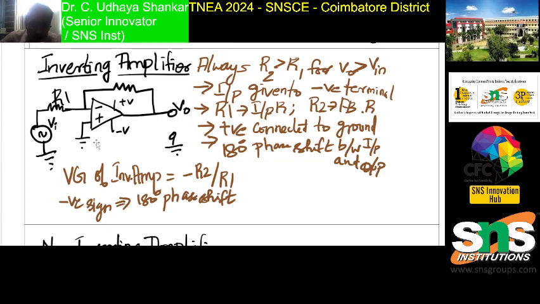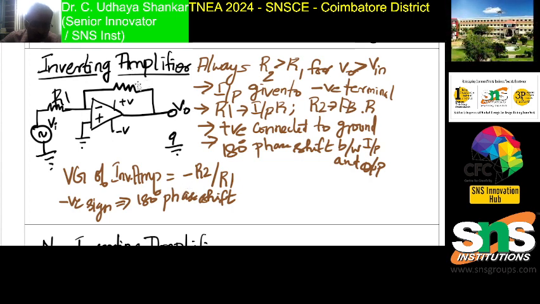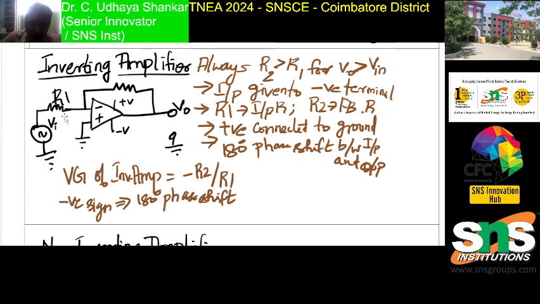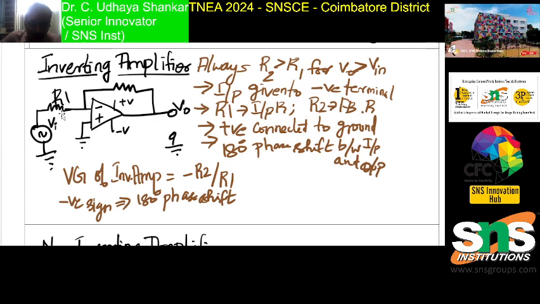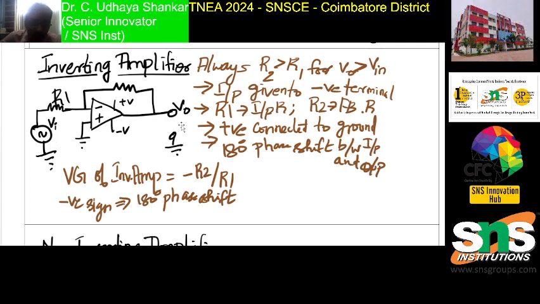The voltage gain of the inverting amplifier, there is a big derivation. You can refer to the books, and it is given by minus R2 by R1. Here the feedback resistance is R2, whereas the input resistance is R1. For example, if I am giving the feedback resistance as 10 ohms and input resistance as 1 ohm, and you are giving 1 volt, the output will be multiplied by 10. Because R2 by R1 is nothing but 10, which is called the voltage gain.